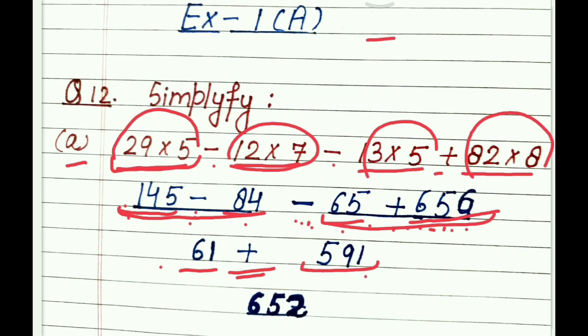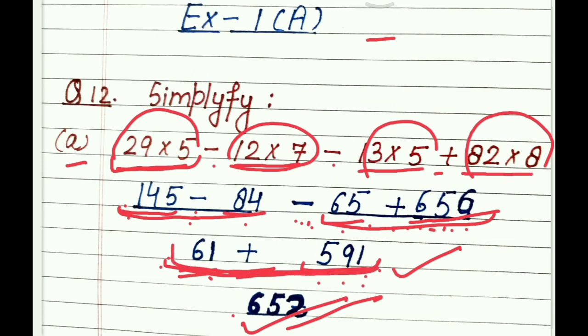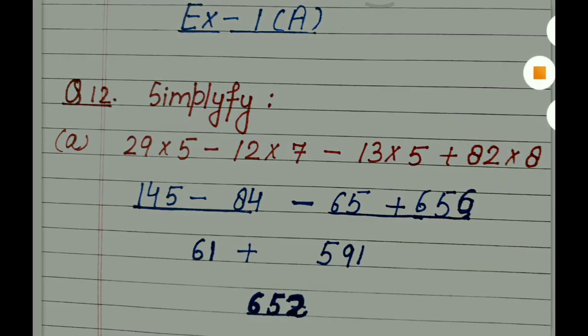Now both numbers are coming with plus only, plus 61 and plus 591. So what will be the last step? Add together 61 plus 591, and the required answer will be 652. Okay, students, you can check this on a rough page also. Is that clear?